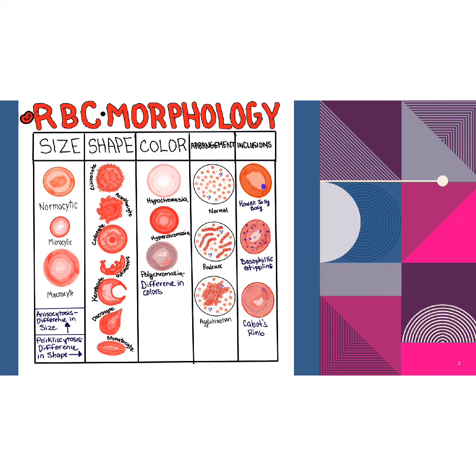Other things we may see inside of a red blood cell are inclusions. These are in the red blood cell, like intracellular parasites, residual DNA or RNA from immature red blood cells, or nucleated red blood cells, which still have the full nucleus.